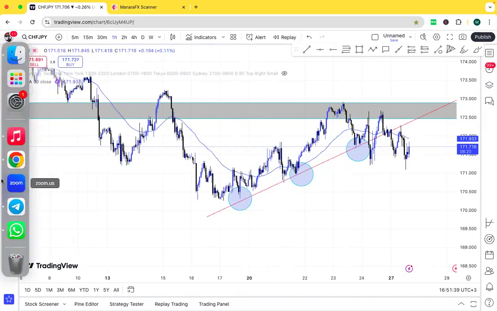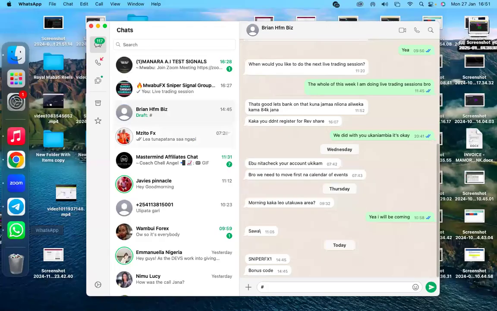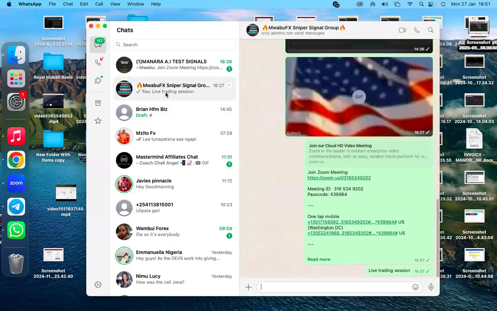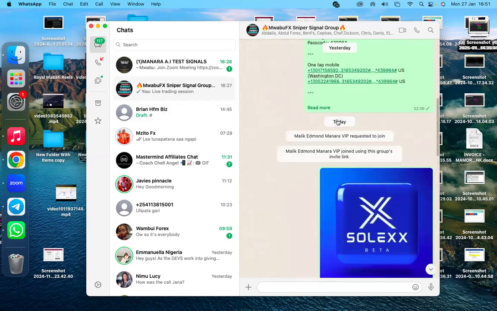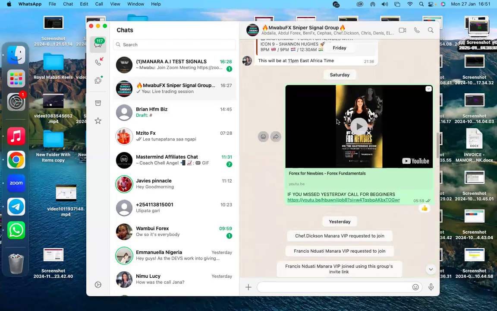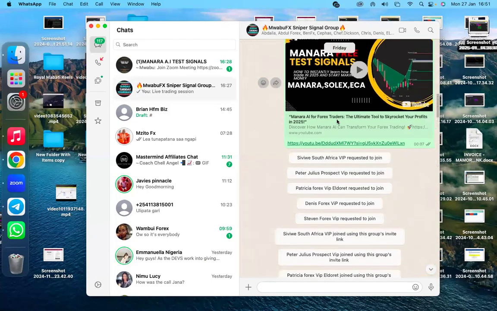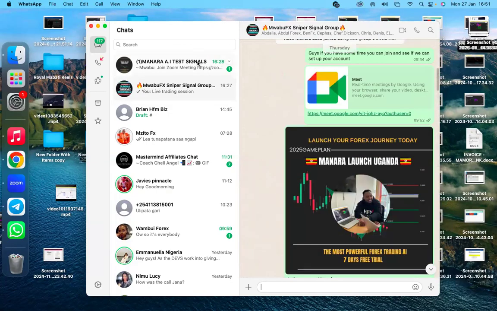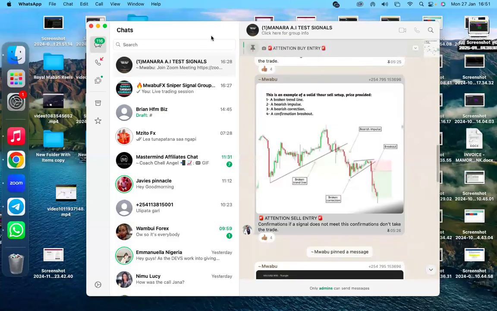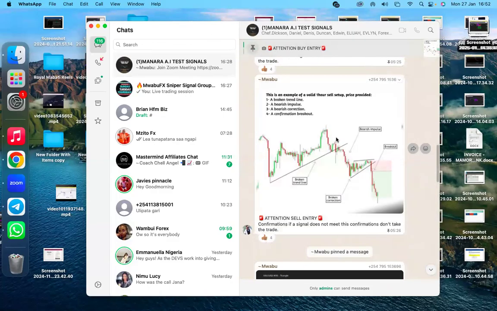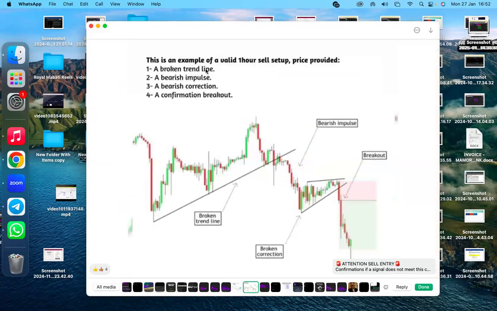Okay, so if we take a look at our entry confirmations, what do we look at? We have these images. Let's look for the images. Where are the images? I think I've pinned the images. Okay, so you always want to come and refer to this image. If you're selling, what are you looking at? This is an example of a valid 1 hour sell setup.